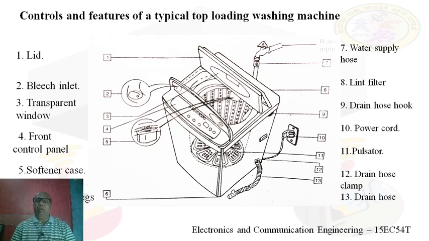This is the main pulsator which washes or rinses the clothes. And then there is a 12th one, drain hose clamp. Actually, the drain water should be drained out through this hose, so it is clamped to the machine. 13th is a drain hose.